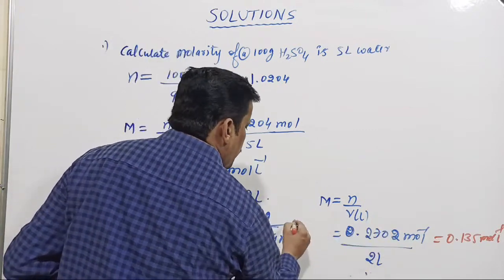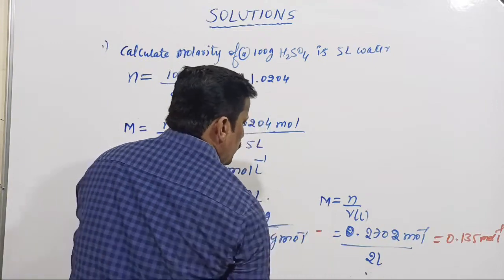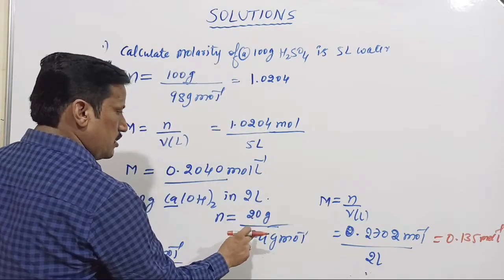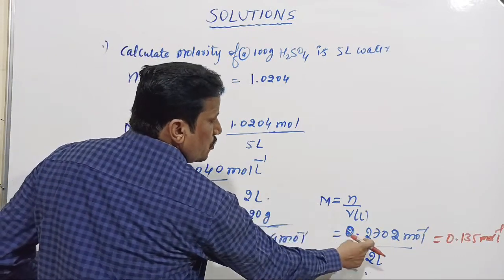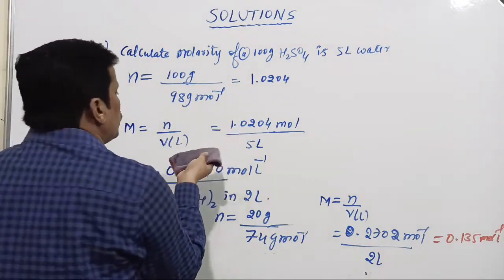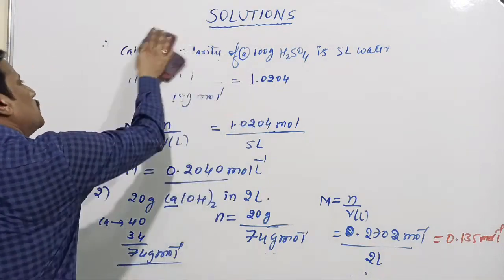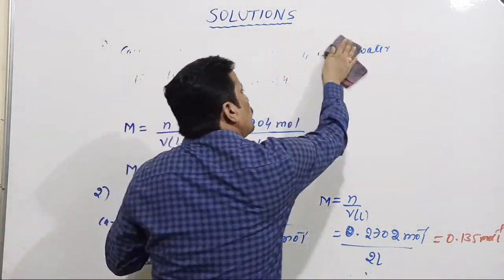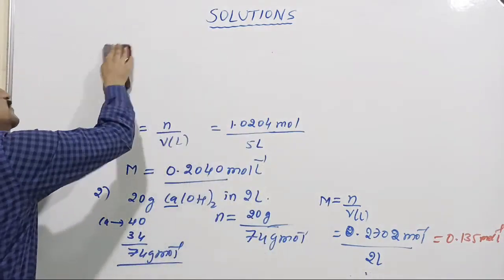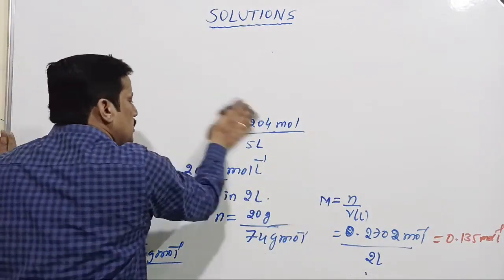Then we will take this value: 20 by 74 is 0.2702, divided by 2 liters. We get 0.25. Yes, good response from the students for the doubts, for the problems. Like that, every day I'll give some homework problems so that you can solve them, but you have to answer quickly.